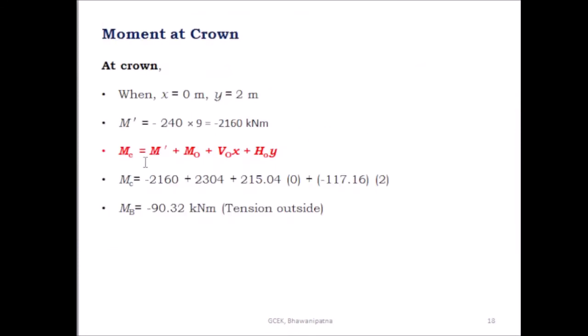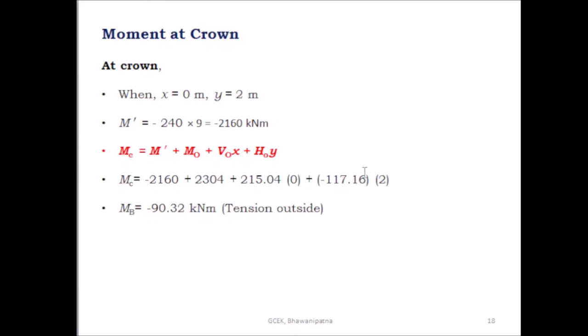Here you can find out MC is equal to M dash plus MO plus VOX plus HOY. Here M dash is equal to minus 240 into 9, which is minus 2160 kilonewton meter, and MO, VO and HO you know, and here you have the coordinate of the crown, X and Y. Then after putting in all the values you can find the moment at the crown. So MC is equal to minus 2160 plus 2304 plus 215.04, and the X coordinate is 0, plus minus 117.16, and the Y coordinate is 2.